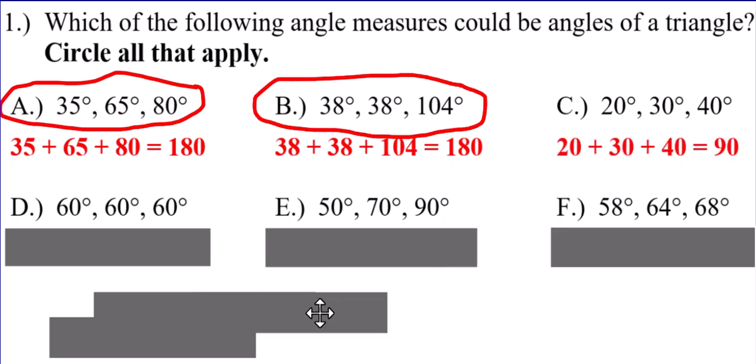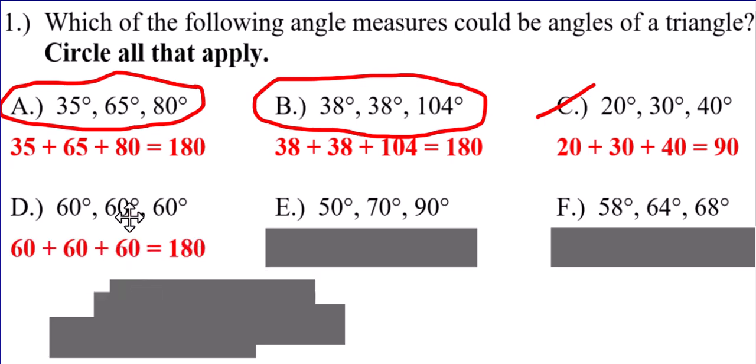What about choice C? Nope, they add up to be 90, so sorry, that cannot be 3 angles of a triangle. 60, 60, and 60. Well, we already talked about this. This must be an equilateral triangle. And yes, they add up to be 180 degrees. So choice D could be angles of a triangle.